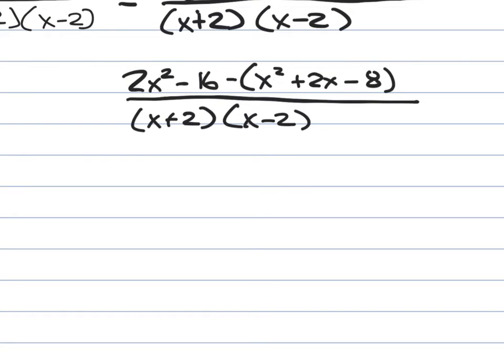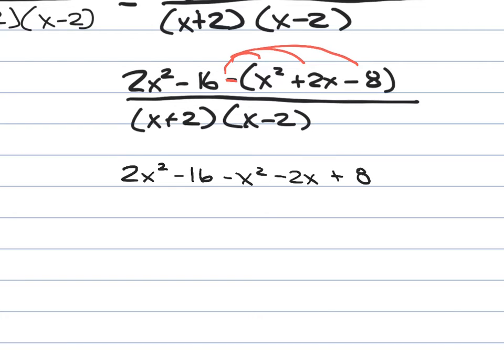Remember, this is so important here, that this negative goes to each one of those things. So that's what I'm going to do right now, I'm going to distribute that negative. 2x squared minus 16 minus x squared minus 2x plus 8. A negative times a negative gives me a positive 8 there. x plus 2, x minus 2.